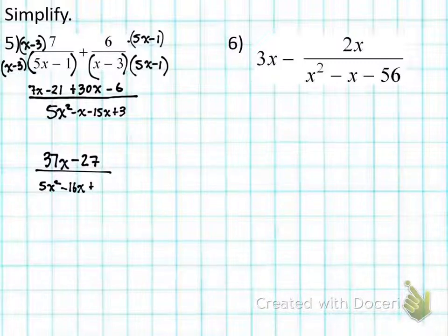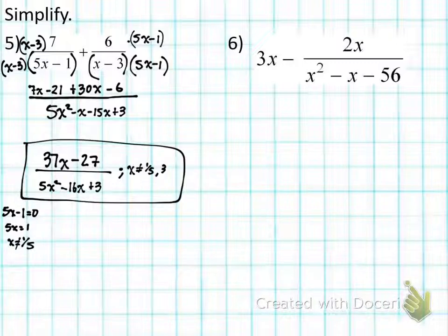Now, what did I forget to do here? Excluded values. What are my excluded values here? 3 and 1/5, right? 5x minus 1 equals 0 becomes x equals 1/5. And the other one is 3. Okay? Then we would box your answer. Okay? Alright, number 6.